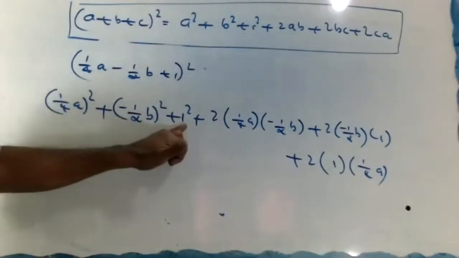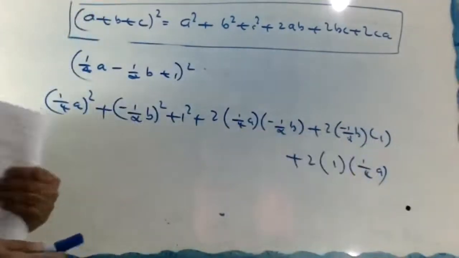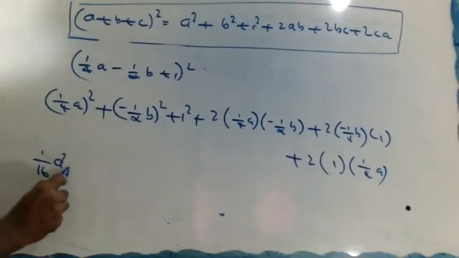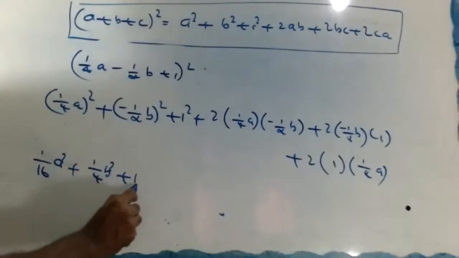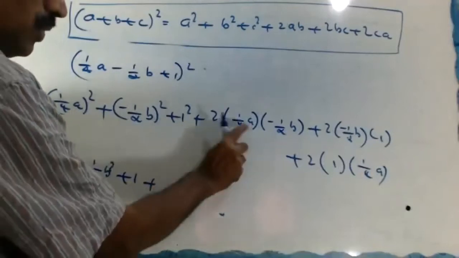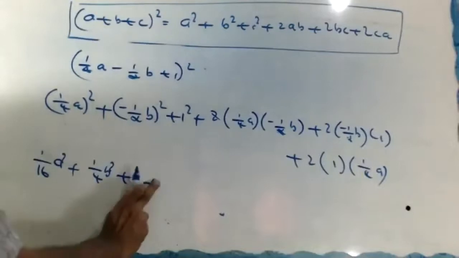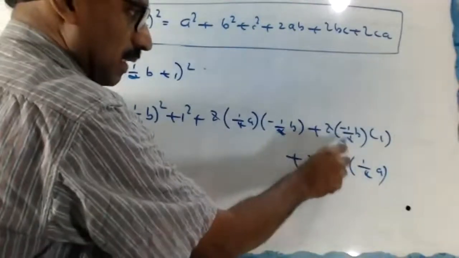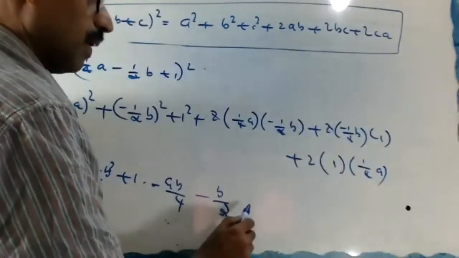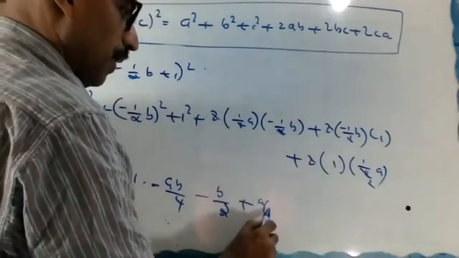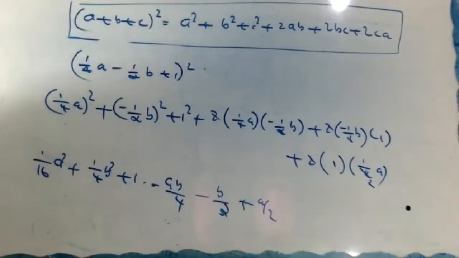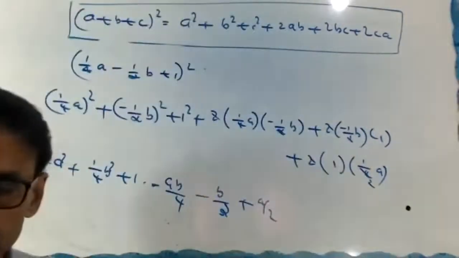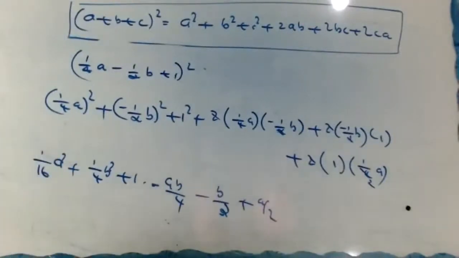A square, B square, C square, 2AB, 2BC, 2CA. Okay, this one: 1 by 16 A square plus 1 by 4 B square plus 1 plus, look here, these two cancel, this two and this cancel, so it will be minus AB by 4. Careful, okay, this is minus, this cancels, B by 2. Then this one and this one cancel. Plus A by 2. Is it okay? Check. 1 by 16 A square plus 1 by 4 B square plus 1 minus AB by 4 minus B by 2 plus A by 2. Okay, correct. So I hope this part is finished, okay.